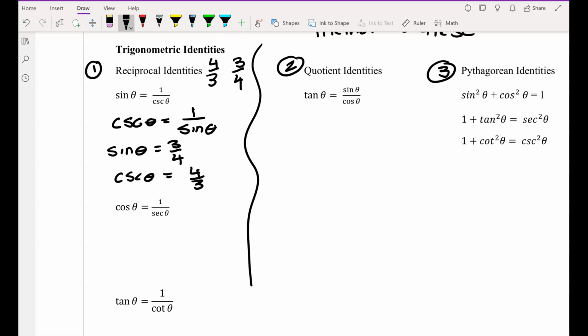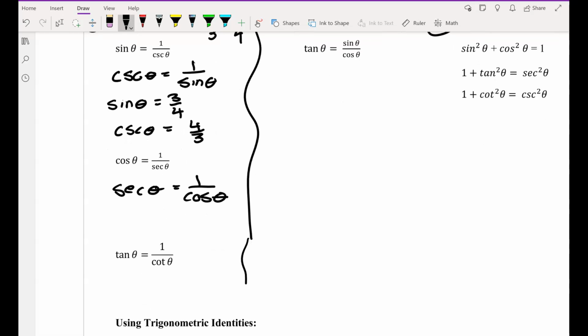We also have a reciprocal function with cosine of theta, and that is cosine of theta is 1 over secant of theta. And then, of course, secant of theta is 1 over cosine of theta. So it's just like what we just did with the sine of theta. All you got to do is flip these over to go back and forth between them. And last one is tangent of theta is 1 over cotangent of theta. And then cotangent of theta is 1 over tangent of theta. So those are the three reciprocal identities that we're going to use.